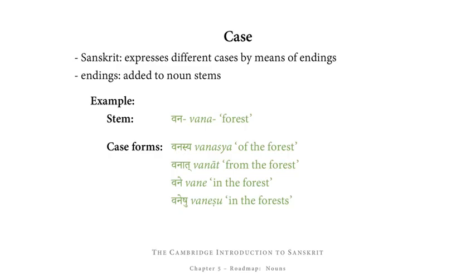If I want to have a complete form of the word for forest, then I have to add a case ending. And for example, we have the genitive case ending wanasya, so sya, wanasya, which means of the forest. Wanat, which means from the forest. Wane, in the forest. Waneshu, in the forests. So all these different roles that can be played by the word forest in different sentences are expressed solely by means of these endings that are added to noun stems.